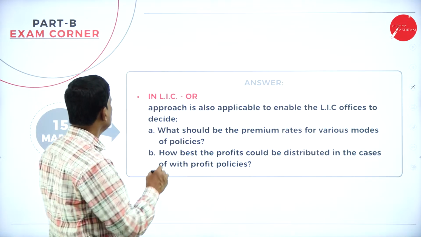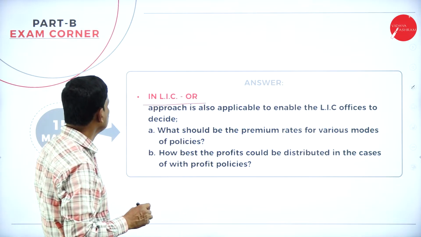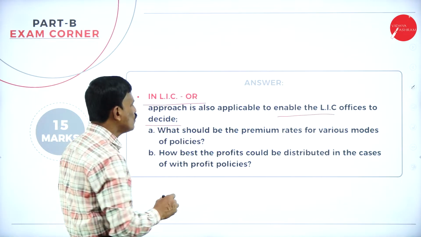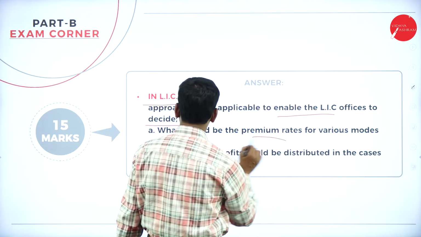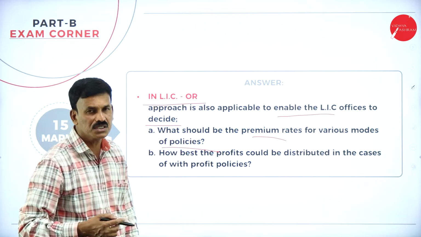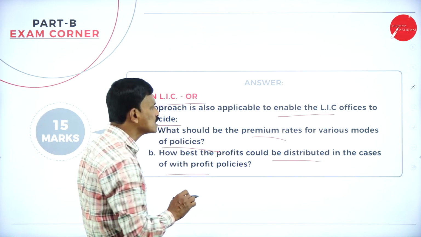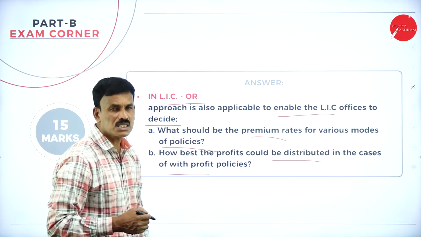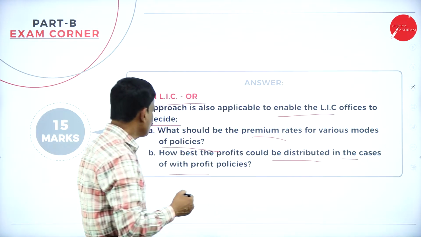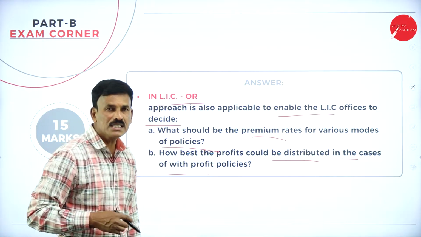Now let us come to the very important scope in LIC. OR plays a very important role in the Life Insurance Corporation. The approach is also applicable to enable LIC officers to decide what should be the premium rate for various modes of policies. To decide the premium rate for different modes of policies, operation research is very useful. Again, it helps decide how the profit could best be distributed in the case of with-profit policies. These are the fields where OR is applicable.